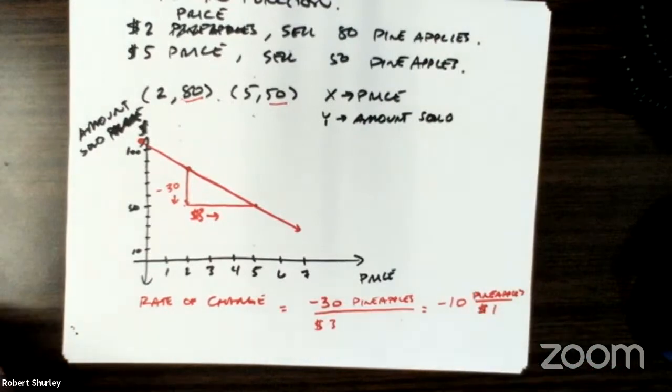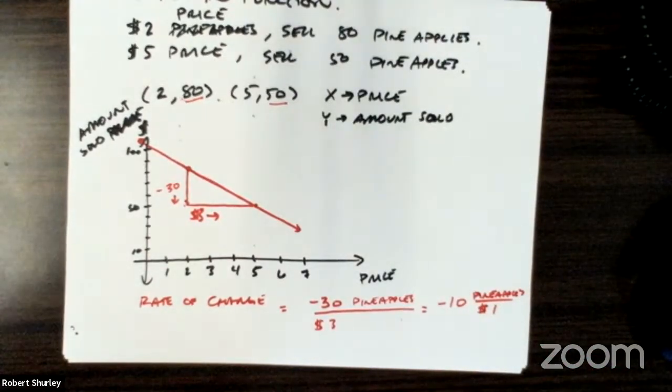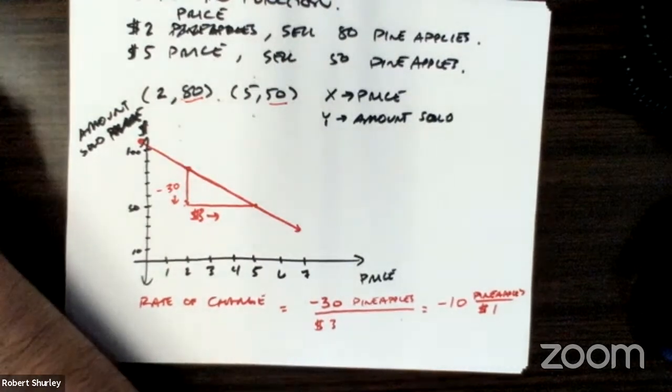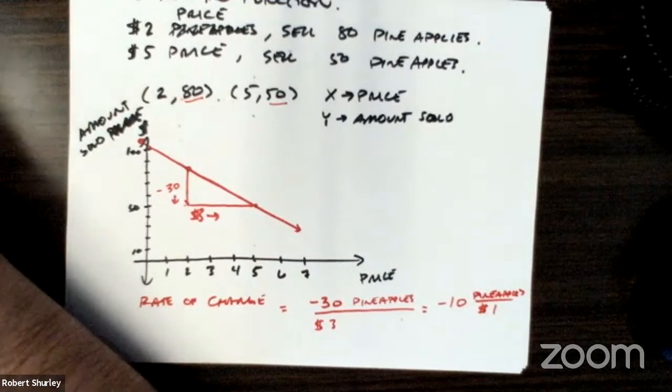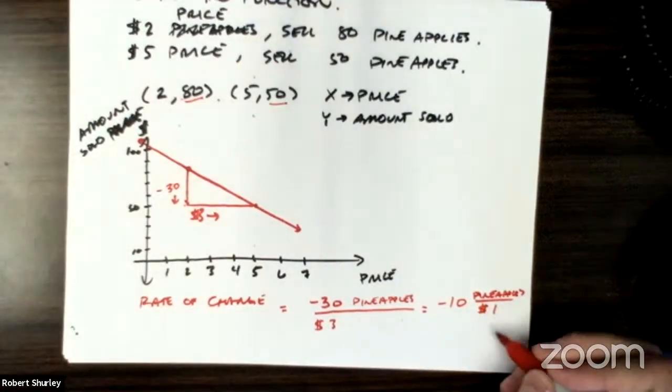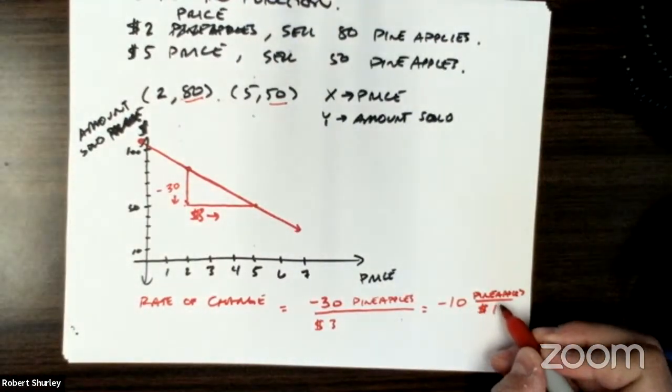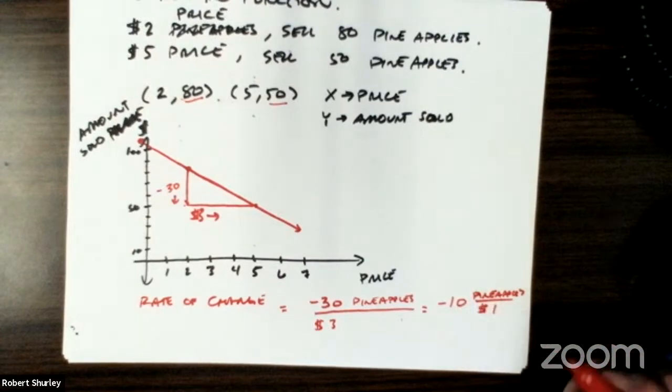And hold on, let's look at this. It's what your book got. It's in the middle of page 529. And it says, well, what this means is the rate of change of the demand function is negative 10 pineapples per dollar. So for every dollar that the price increases, we're going to sell 10 less pineapples.